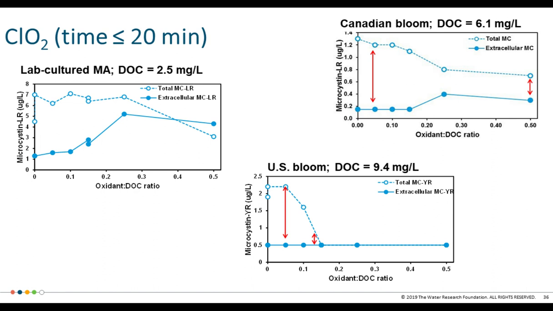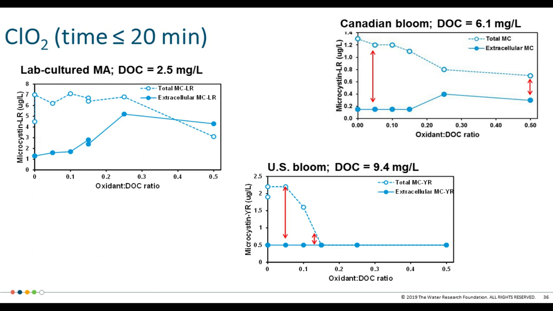So for chlorine dioxide, we can see here the lab culture, Canadian bloom, and US bloom. The results here were a bit contradictory. We can see here for the lab culture, with higher oxidant-DOC ratios, we saw the release. So the toxins that we measured were completely extracellular. So we saw that the toxins are completely released. This can be due to the fact that, as I started by saying, maybe the lab culture cells were a bit weaker, in the sense that they were less healthy. So this is something to be discussed, to be studied more.